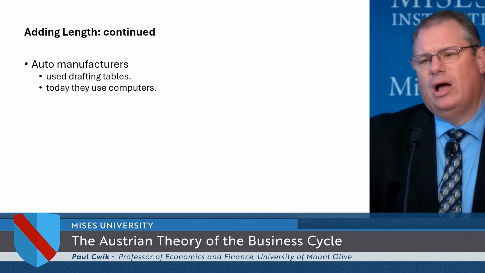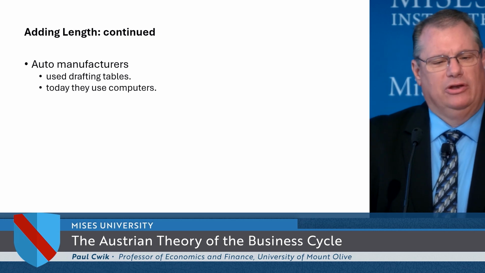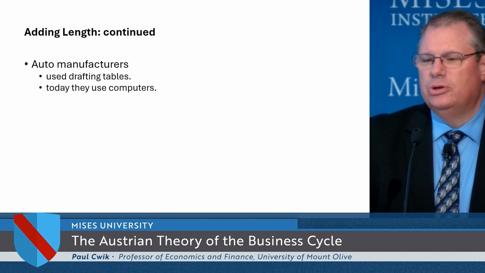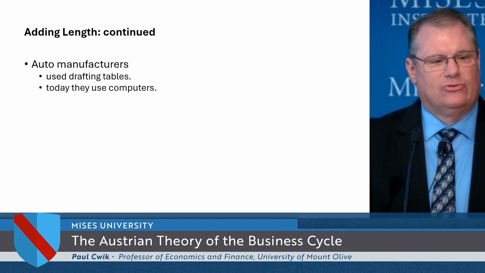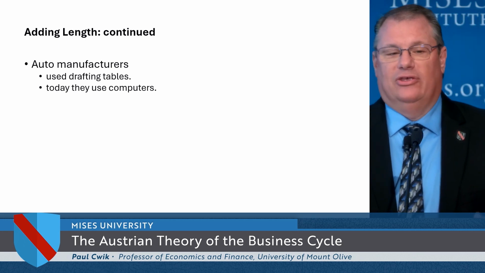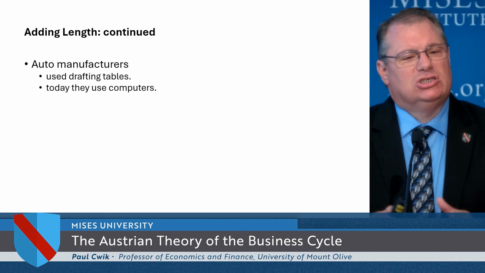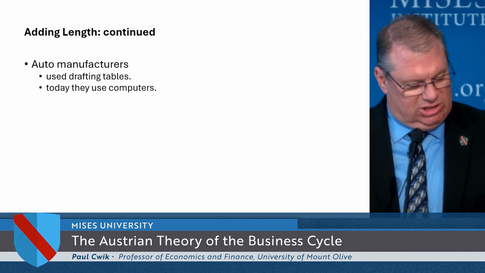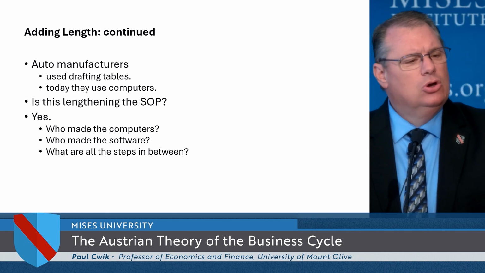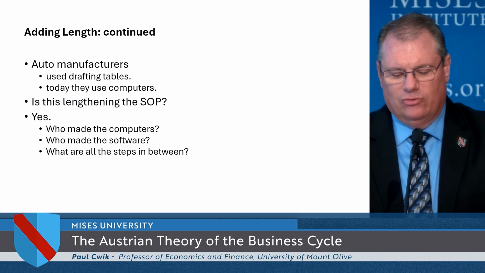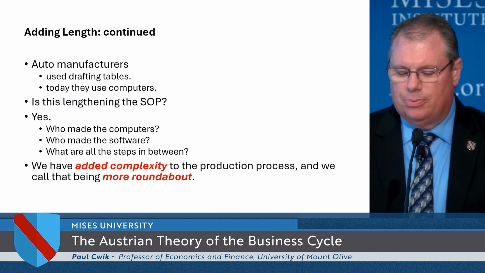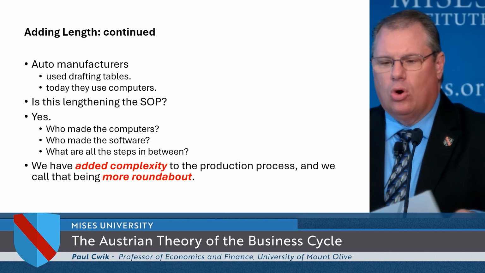So you say, well, what about the automobile manufacturers, right? Back in the day, they used drafting tables. Well, today they use computers, and that's a whole lot faster. So that shortens the structure of production, right? No, the structure of production is not about time, as in clock or calendar time, but it's the sequence. It's the number of steps or stages. So it's actually lengthening the structure of production, because who made the computers? Who wrote the software? What are all the steps in between? So we've added complexity to the production process, and we call that being more roundabout.